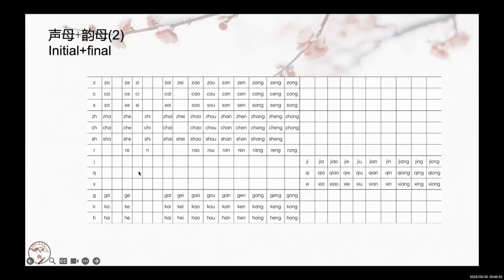You've already noticed that there is a big area with so many blanks, because these three initials don't combine with those vowels or those finals to make a syllable or a pinyin. They only combine with other vowels to form a syllable.